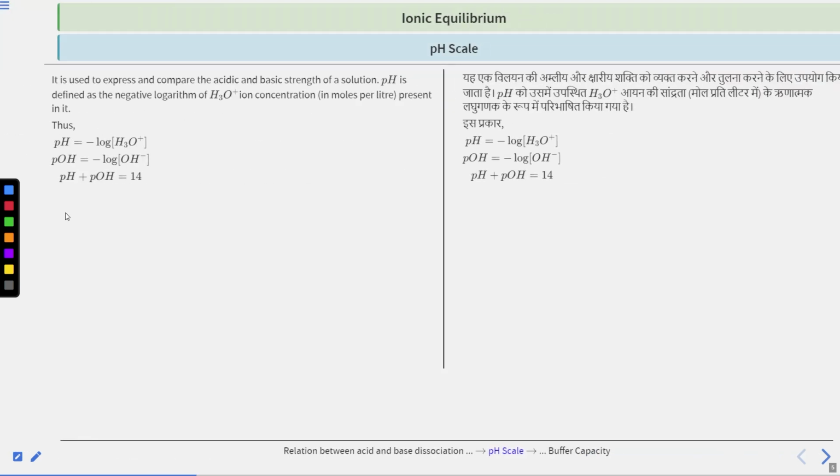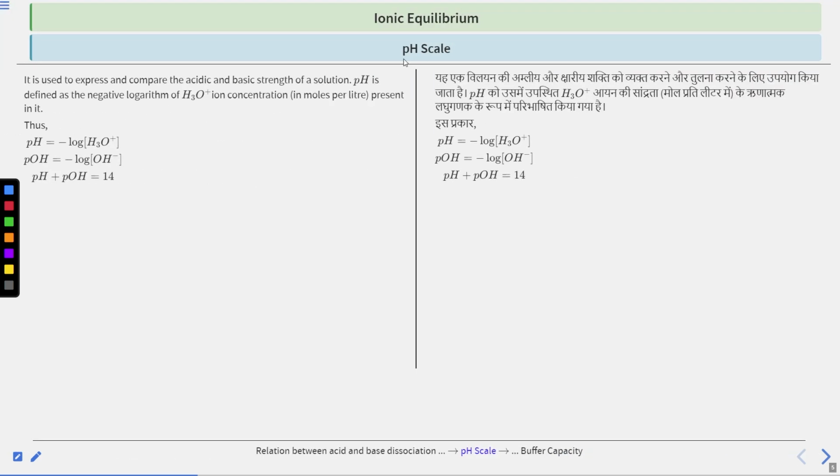So let's study the pH scale. It is used to express and compare the acidic and basic strength of a solution. If we want to find out whether our solution is acidic or basic, or what its strength is, we can do it by using the pH scale.